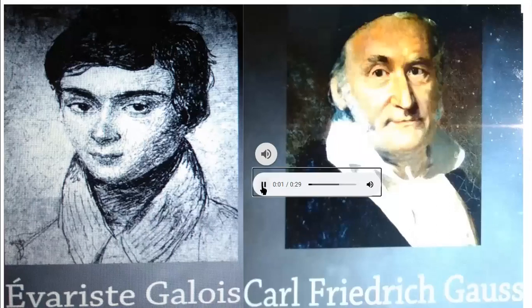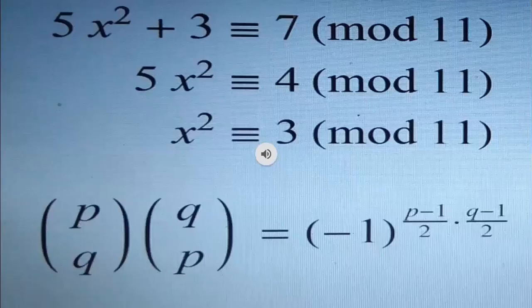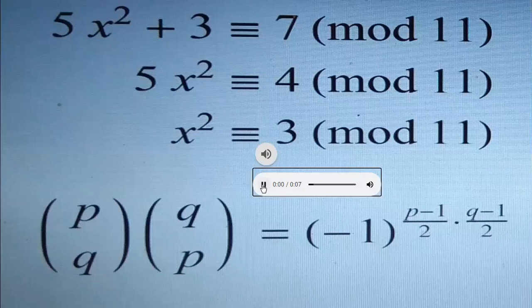A young teenager named Évariste Galois answered this question, and to do so, he used a tool that he called a group. Around this time, Carl Friedrich Gauss was busy making discoveries of his own. He had developed a new technique called modular arithmetic, which helped him solve many problems in number theory. Modular arithmetic shared many similarities to the group used by Galois.